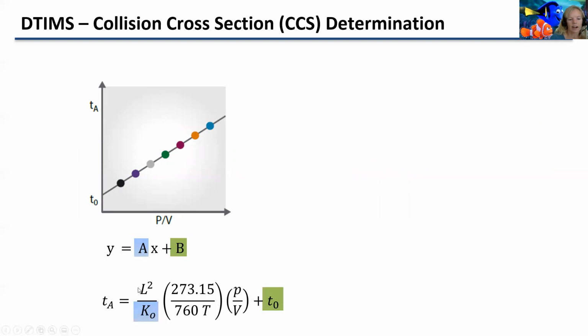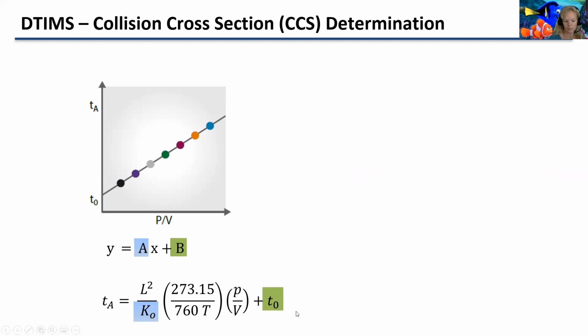And we also know that our arrival time is inversely proportional to our reduced mobility. It's proportional to our length squared. And then we have our standard pressure and temperature, and then multiply by pressure over voltage, and then plus our B value, which is this T naught. So here, we know our slope is inversely proportional to our reduced mobility, and our y-intercept is this T naught, which is the time outside of the drift tube. So it's the time it takes for the molecule after it goes through the drift tube to hit the detector. So if you have quadrupoles or collision cells or other things, that's all going to be included in your T naught value.